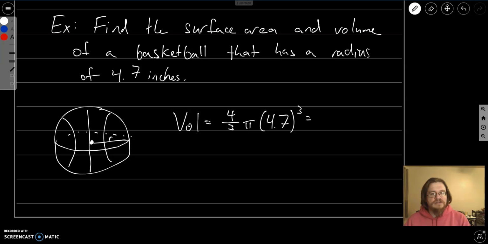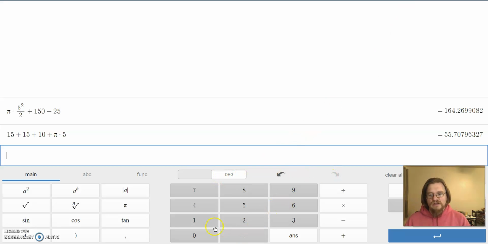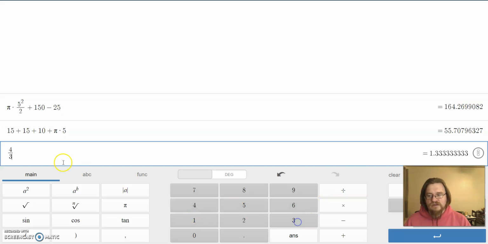So I can plug this into our calculator, and we'll take 4 divided by 3 times pi times r, which was 4.7 cubed. And one thing to be careful of, especially when putting this into other calculators, is that we only want the 4.7 cubed. I don't want the pi or the 4/3 also being cubed. It's only r, the radius.